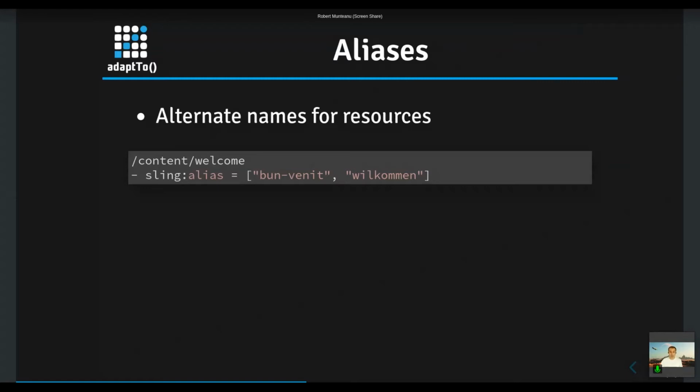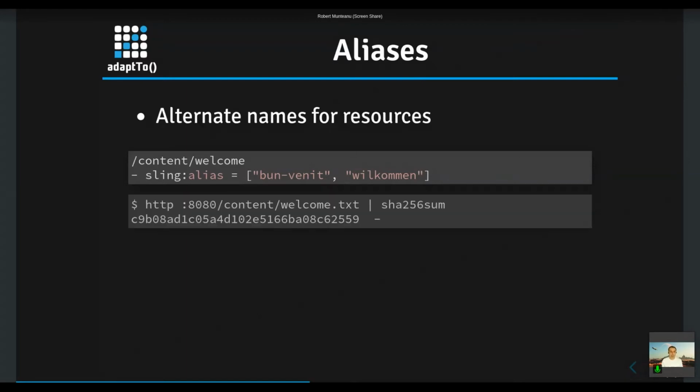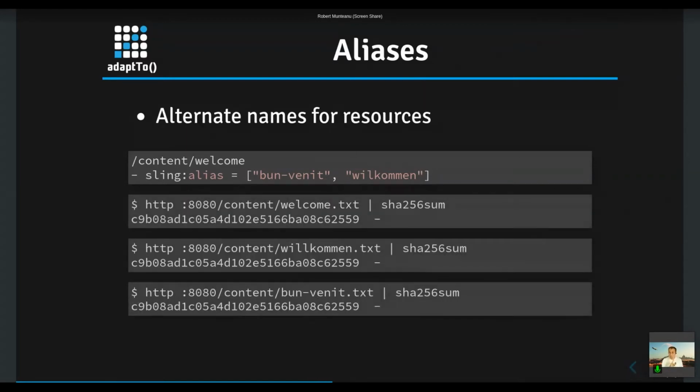And here we have an example of content welcome. And we give it a couple of aliases of willkommen with 2 L's, actually not one, sorry, my bad, and bun venit, which is the same thing, but in Romanian. And what happens is that if we want to load these resources, they render exactly the same. So internally, the resource path is switched in Sling, but it doesn't generate redirects or influence the rendering output in another way. Just renders exactly the same.